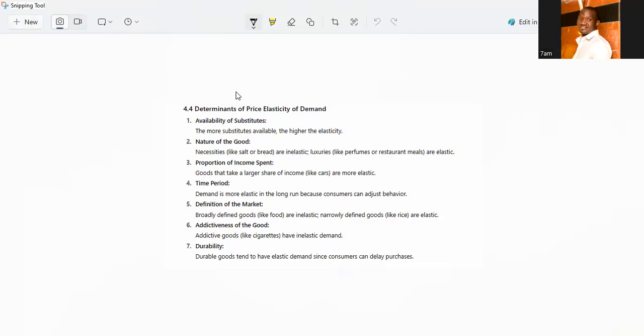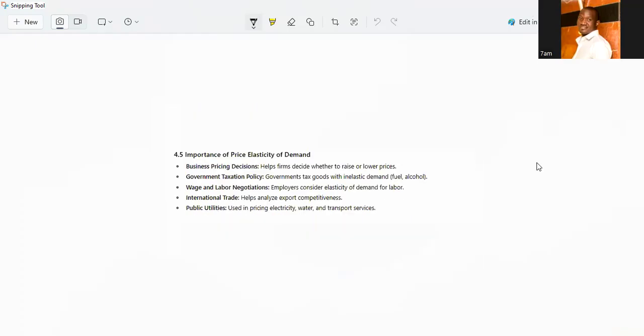Elasticity of demand is very important for many reasons. For businesses, it is important for decision making. Firms will decide whether to raise or lower prices by understanding the elasticity. In government taxation policy, governments tax goods with inelastic demand, for instance, fuel and alcohol. That's where most of the taxes come in.